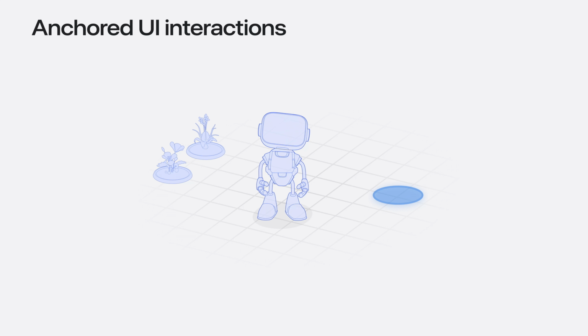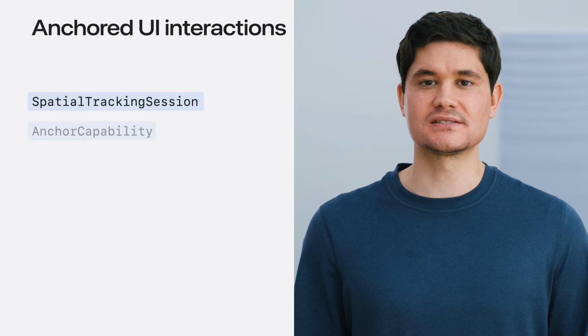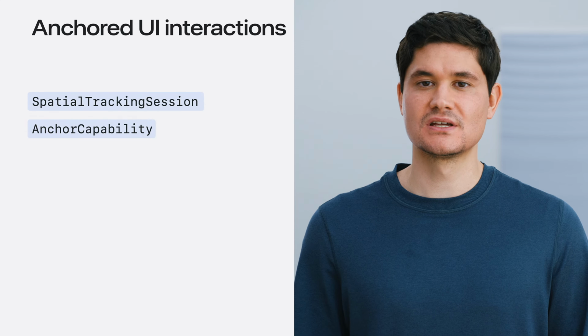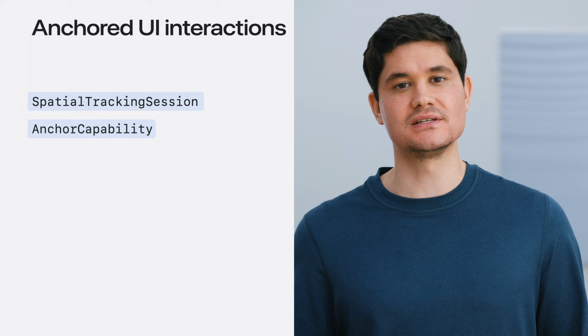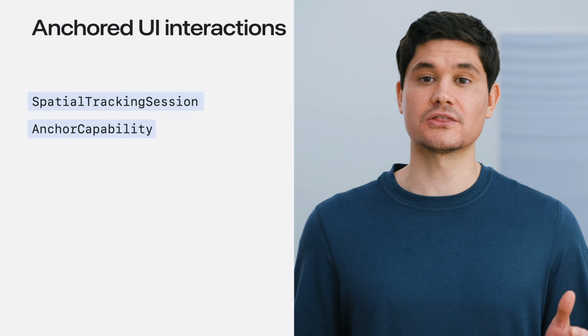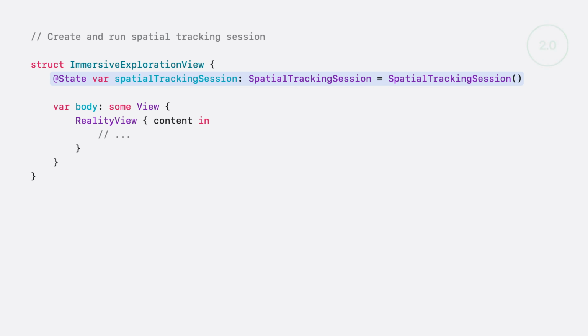the Botanist to explore. To place plants at a specific location on the floor, I'll need to place the plants relative to a floor anchor, and for that, I'll need the 3D location of the anchor to be available. You can provide your app access to the 3D location of anchors with the new Spatial Tracking Session API in RealityKit to enable people to authorize which anchor capabilities they want to track.